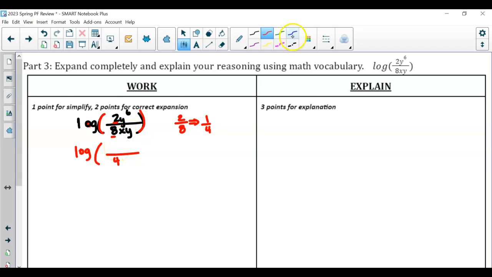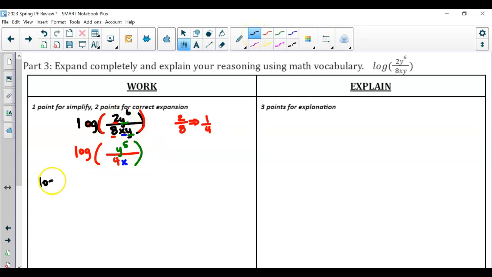Then nothing we can do about x. Notice how it's in the denominator, so it stays. Then we have y here. Well, 6y over 1y, now you have 5y, so y to the 5th. Then closing. Now, after simplifying what's inside using our rules, now we can go ahead and start expanding.